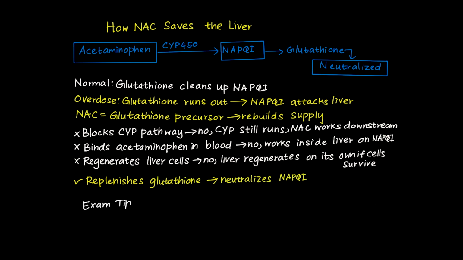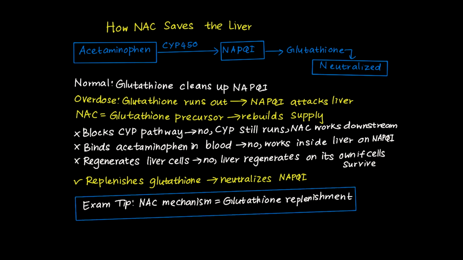Here's a WGU D454 OA exam tip for you. NAC equals glutathione replenishment. If a question asks about the mechanism of NAC, glutathione is always in the correct answer. Recall hook: NAC nourishes the antidote called glutathione.